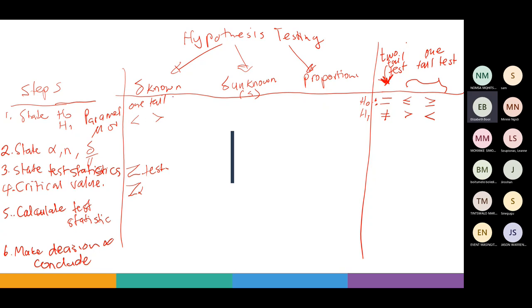If you are doing a two-tailed test, which means there is a not equal, you will also find all these other things, because we're doing it for population standard deviation where it's known, so it is a Z test. For a two-tailed test, you're going to find your critical value by using Z alpha over 2.